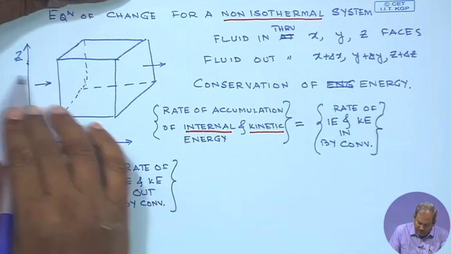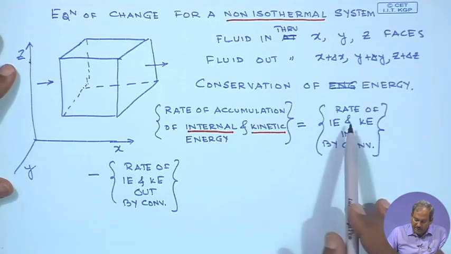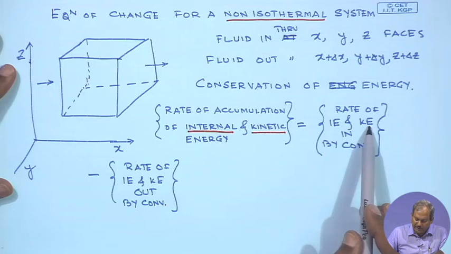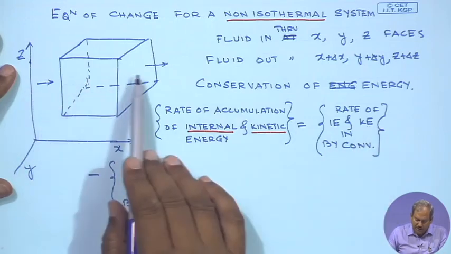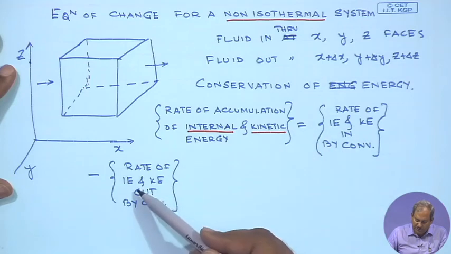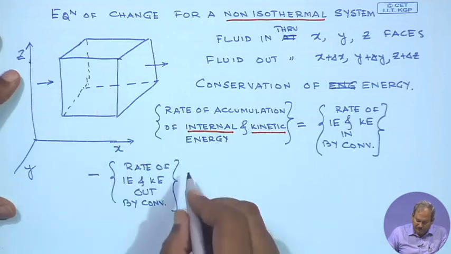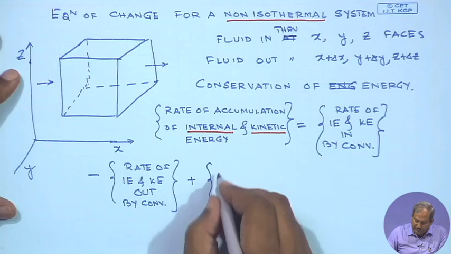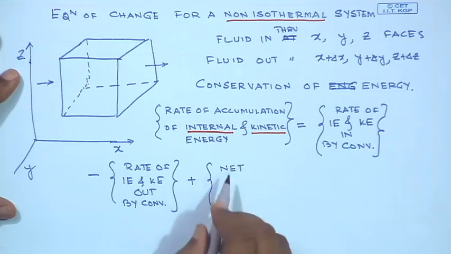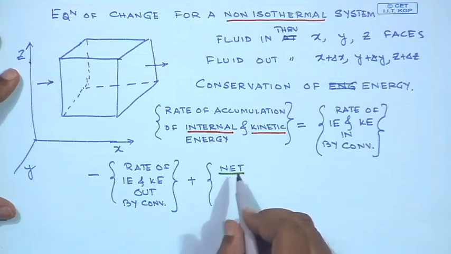So, since we have a flow, with the flow some amount of internal energy, and because of the flow some amount of kinetic energy is entering the control volume and also going out of the control volume. So, this is the net addition of internal and kinetic energy to the control volume because of convection. Then I can do the same thing here for the conduction, and in the case of conduction I am not breaking it into two parts. I am simply using the word net, which essentially tells me it is the difference between in and out.